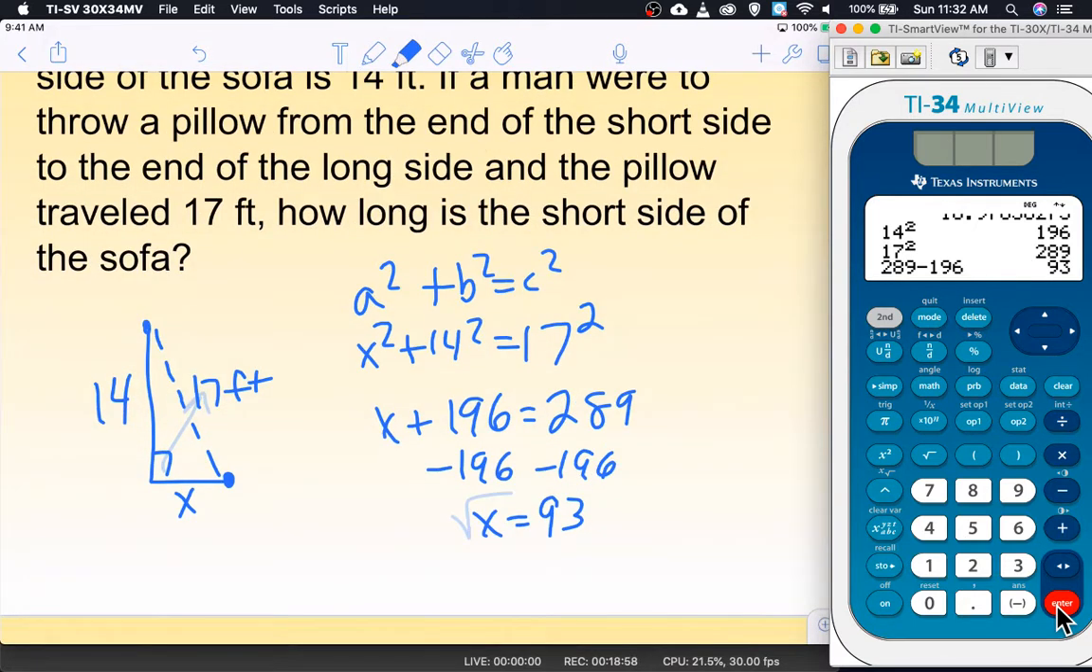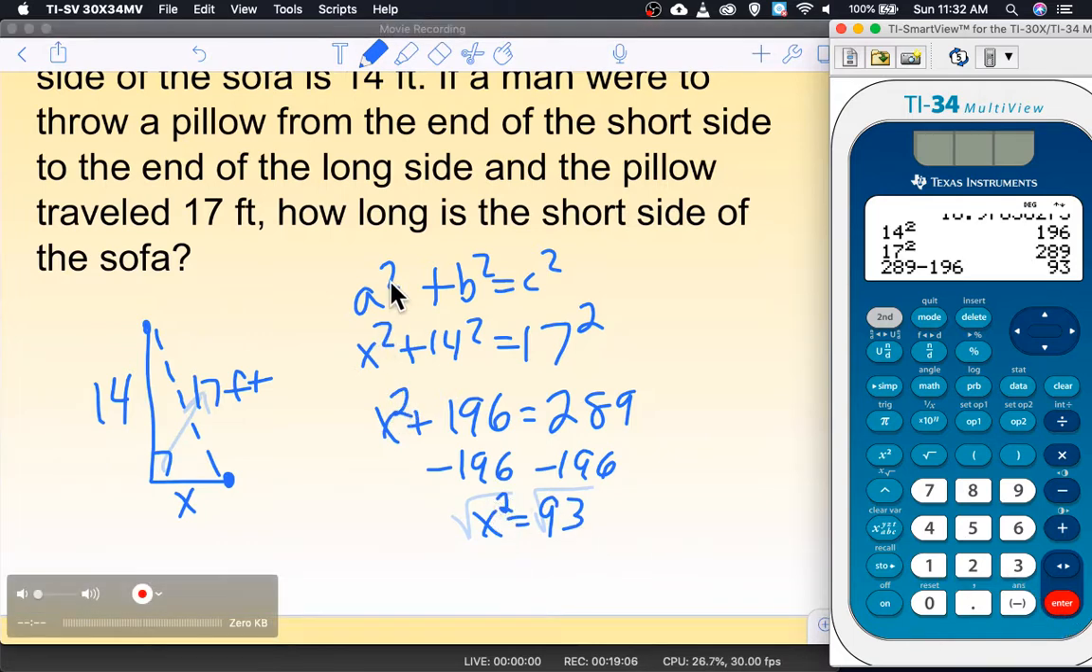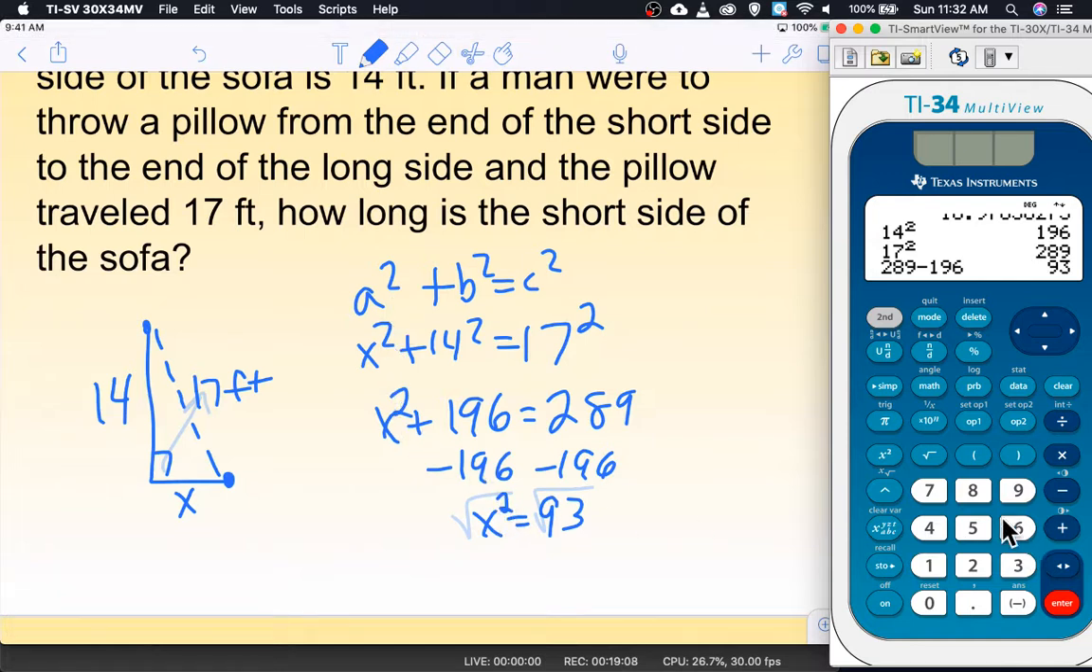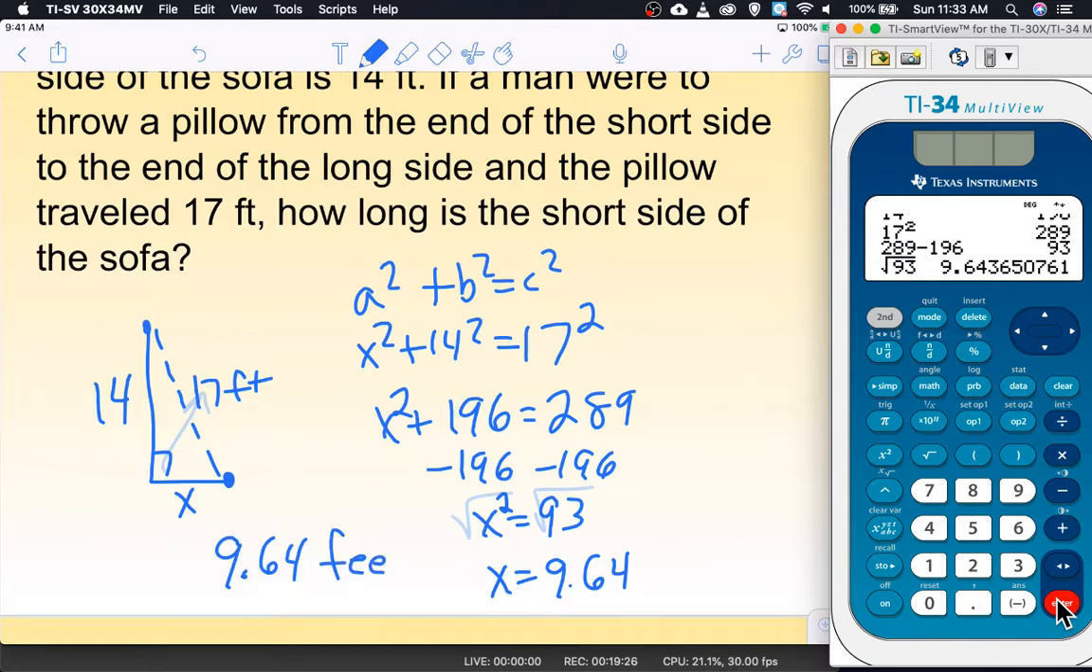And so then I'm going to take the square root to get rid of my squared, but I dropped my squared up here. Whoopsie. Make sure it comes along for the problem, because now I get x equals the square root of 93, which is 9.64. So the short side of the sofa is 9.64 feet. And there we go.